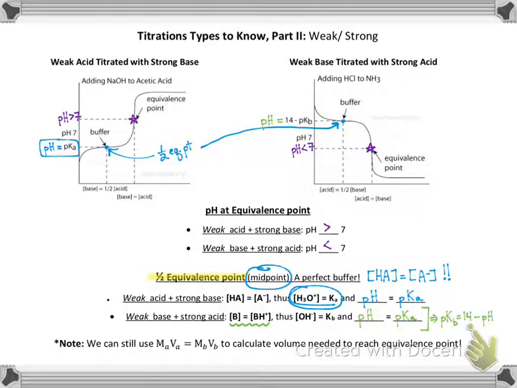The good news is we can still use our shortcut equation to find the volume we need to reach an equivalence point. So MAVA equals MBVB will still work, regardless of if you have a strong or a strong weak titration.